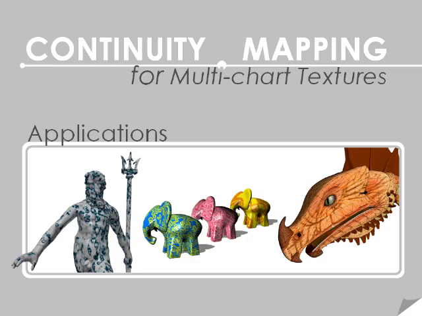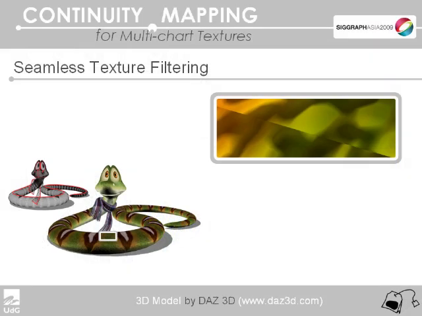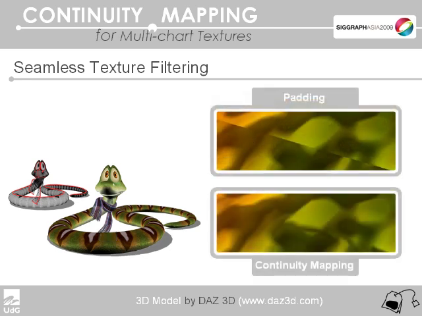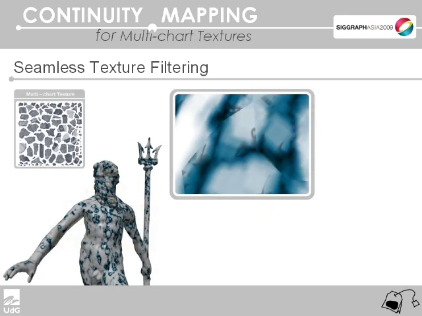Here we show some applications that benefit from continuity mapping. In spite of the fine-tuning the artist did over the snake model, seams are still visible with padding alone. Sewing the seams allows seamless texture filtering. Also, sewing the seams shows its stability when working with atlases like the one used for the Neptune mesh, which has a large number of charts, including several small ones, even containing seams at the subtexel level.